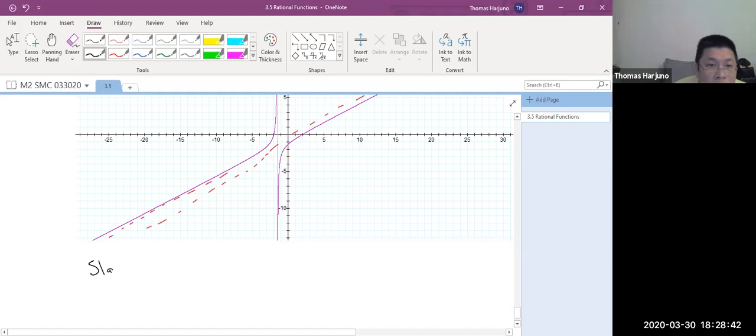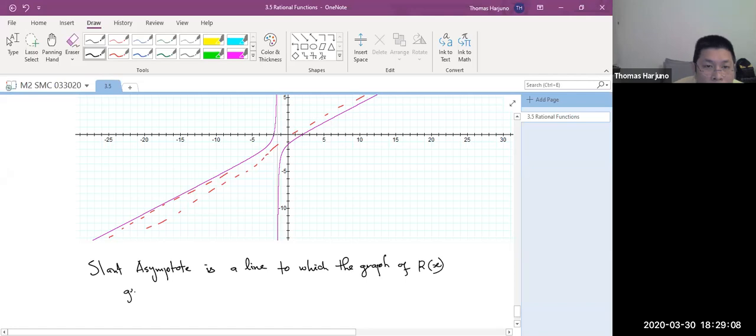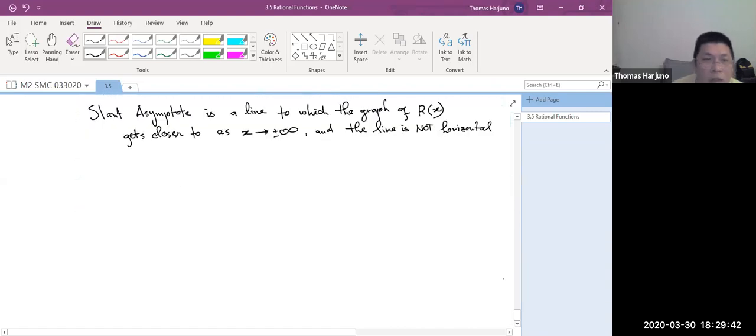A slant asymptote is a line to which the graph of R(x) gets closer as x goes to positive or negative infinity, and the line is not horizontal. Okay, now that's the definition of a slant asymptote.